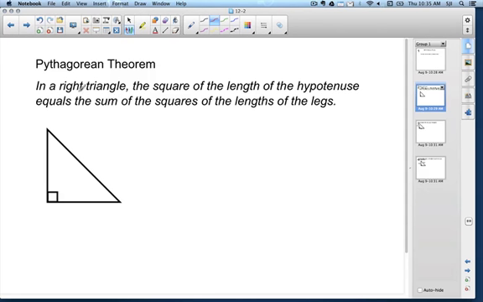Basically, it says in a right triangle, the square of the length of the hypotenuse equals the sum of the squares of the lengths of the legs. So here's a few important points about the Pythagorean Theorem. First off, it only applies to right triangles. So this right here is a right triangle, and we know it's a right triangle because it has one right angle. The side directly across from the right angle is known as the hypotenuse.